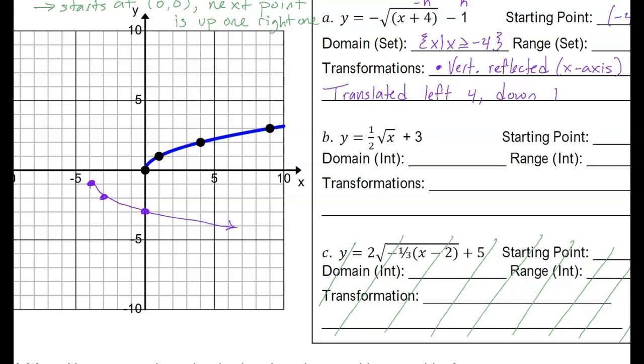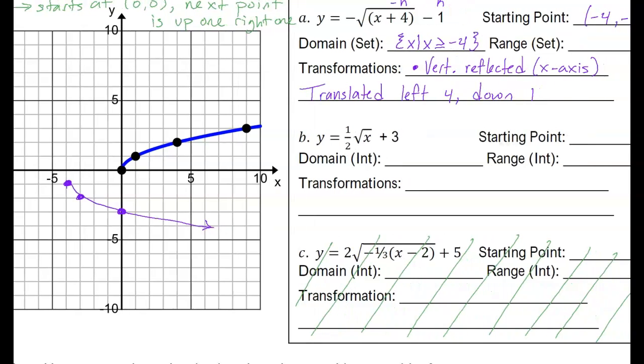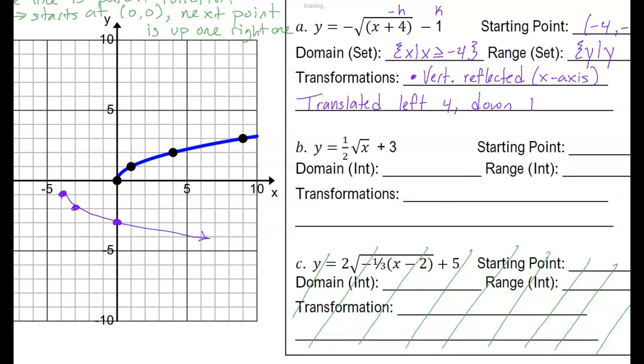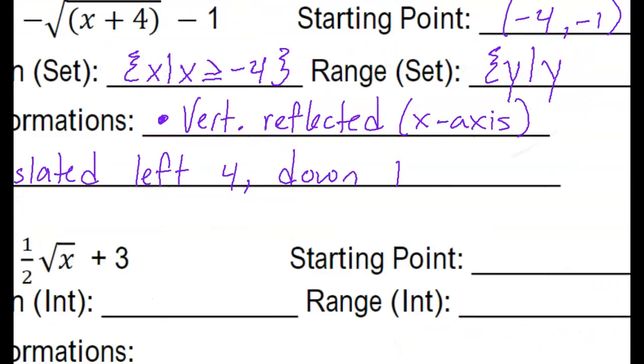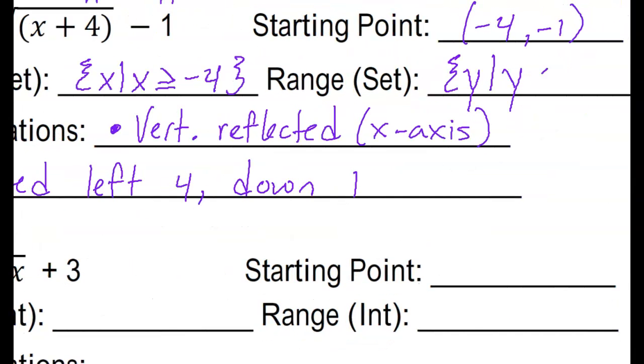What about our range? So range is y, so y such that y. And are all of our y values bigger than or less than that y value of -1? Less than. They're all lower than -1. So over here I write less than -1.